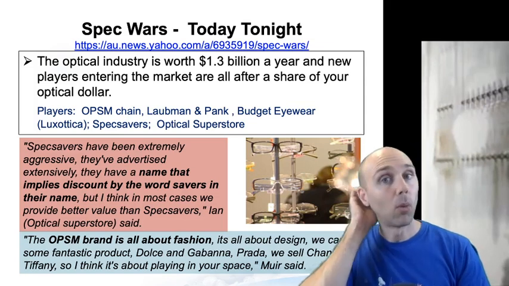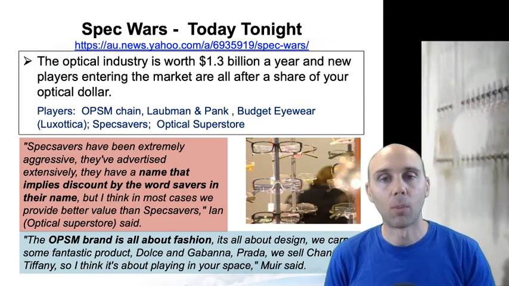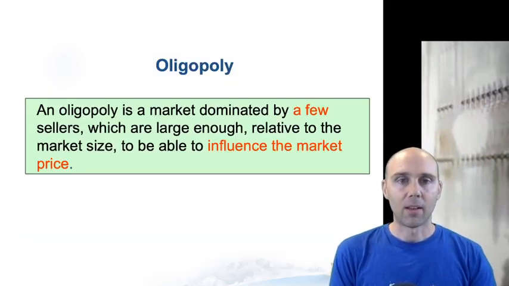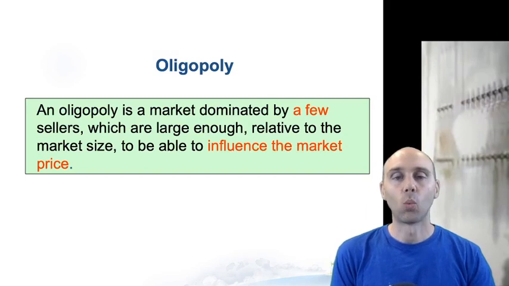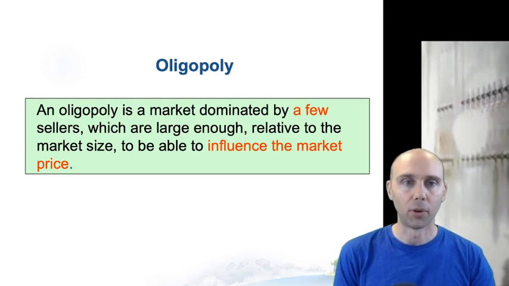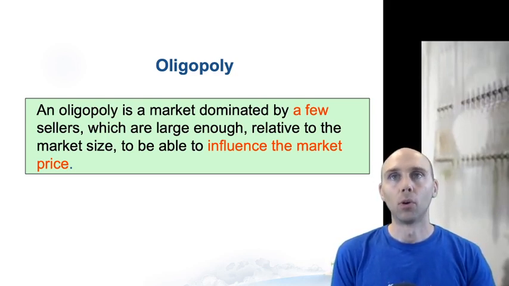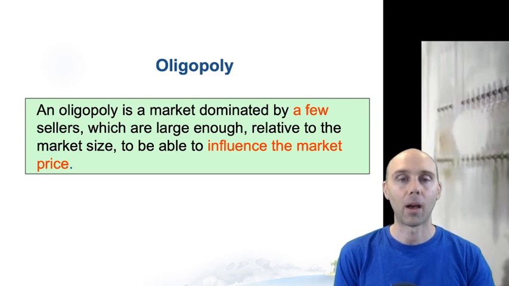Right, so we've got one last column in our market spectrum to look at, and that's oligopoly. And it's similar to monopoly, but instead of having one firm, we have a few. Not many, but a few. And they need to be large enough relative to the overall market to be able to influence the market price and therefore have some market power.